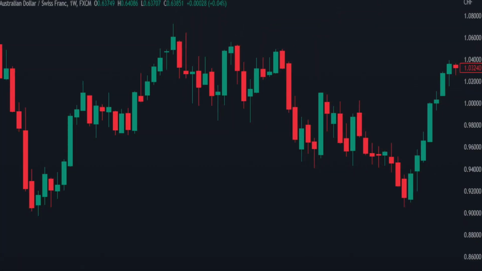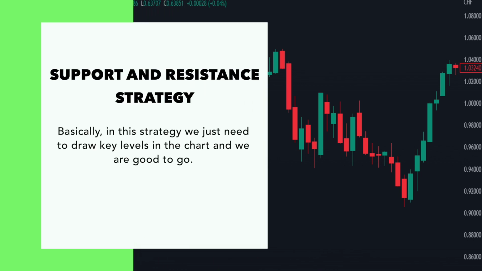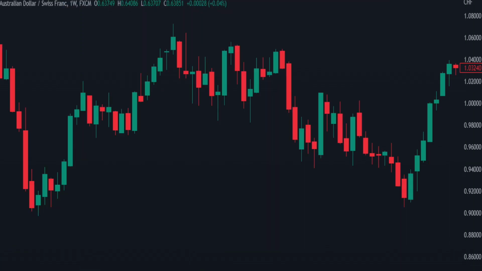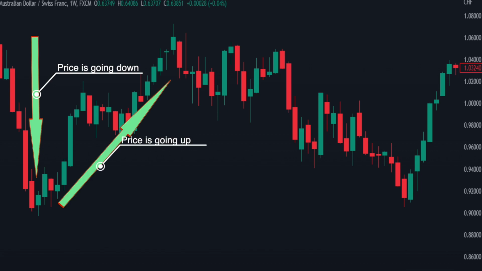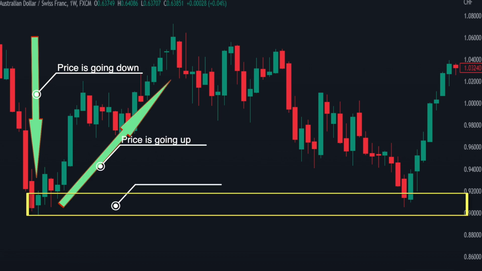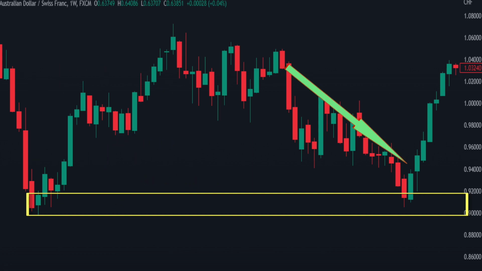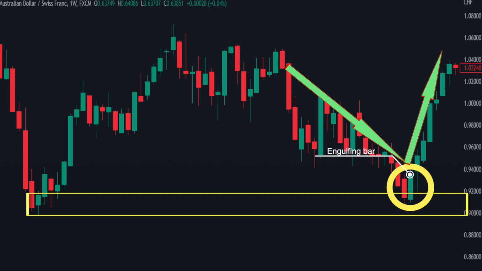First in my list is trading price action with support and resistance. Basically, in this strategy, we just need to draw key levels in the chart and we are good to go. Look at this chart. We can see that the price continues to go down. After a while, it goes up. That zone where the bounce happens is considered a key level of support. Now we will wait for the price to go back to this level. After reaching the support area, it creates a bullish engulfing pattern, and the price rallied upwards. This is a great trading opportunity.